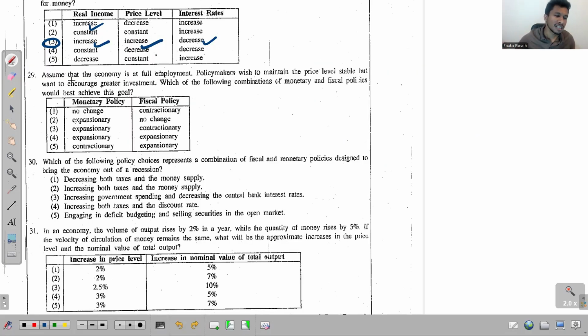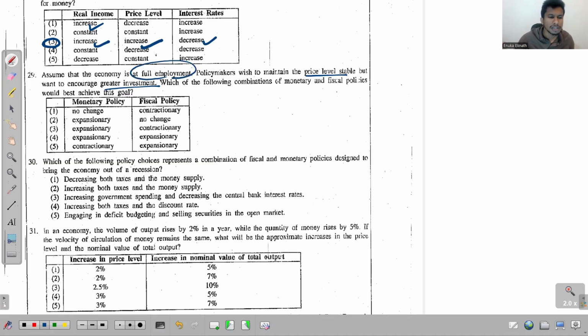29. Assume that the economy is at full employment. Policymakers wish to maintain the price level stable but want to encourage greater investment. Which of the following combinations of monetary and fiscal policies would best achieve this goal?